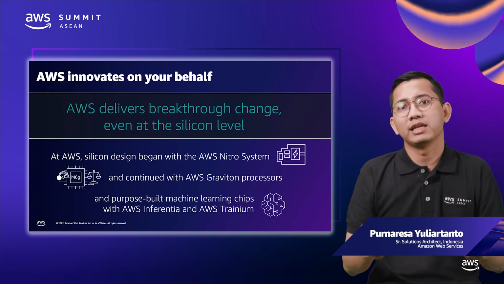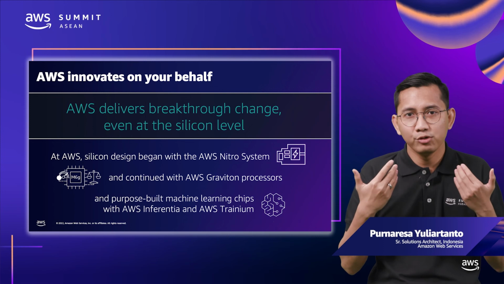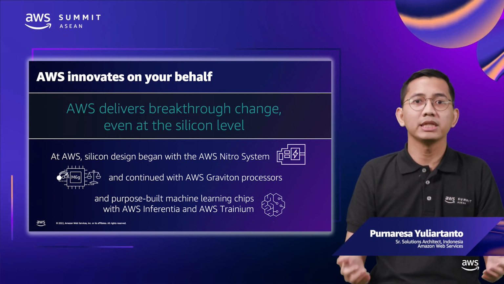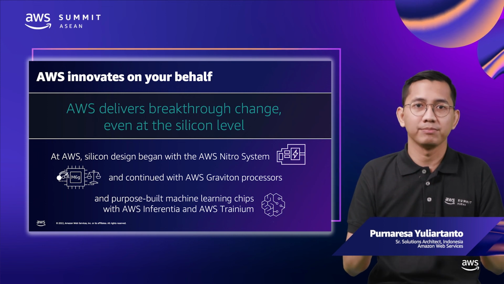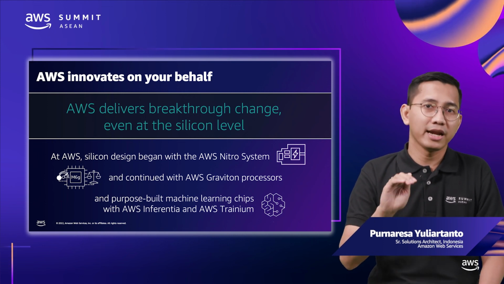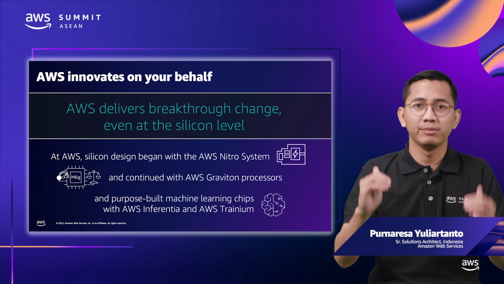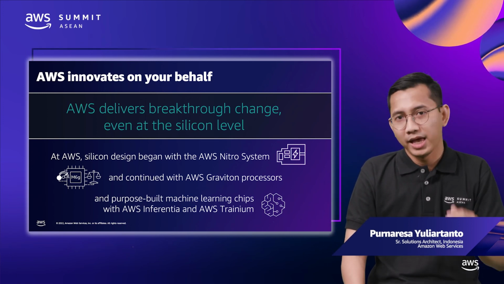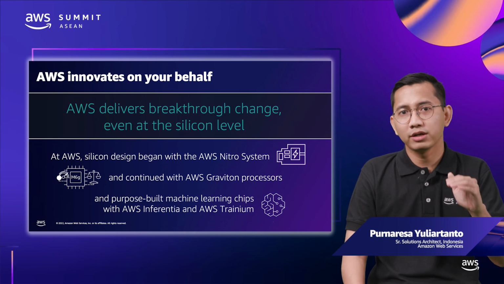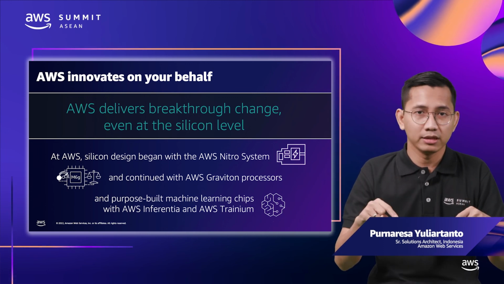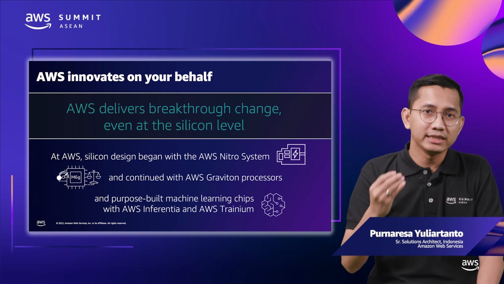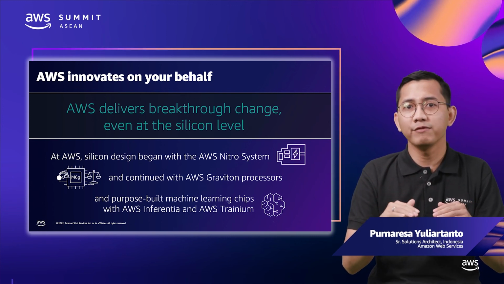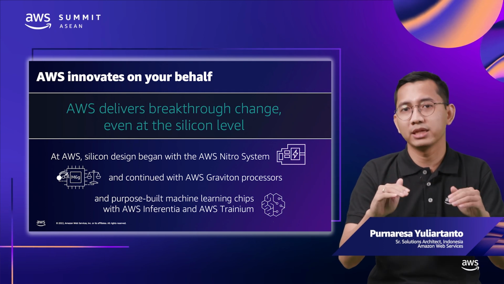Graviton2 is an example of how AWS innovate breakthrough technology. Another example is purpose-built chip called AWS Trainium to improve deep learning performance in the machine learning domain. AWS continue to innovate on customer behalf. As we speak, Graviton3 is in the preview stage. Graviton3 will provide more benefit on top of Graviton2, better cost performance.